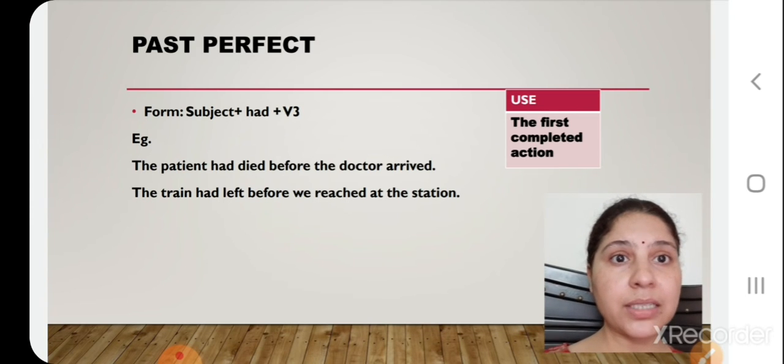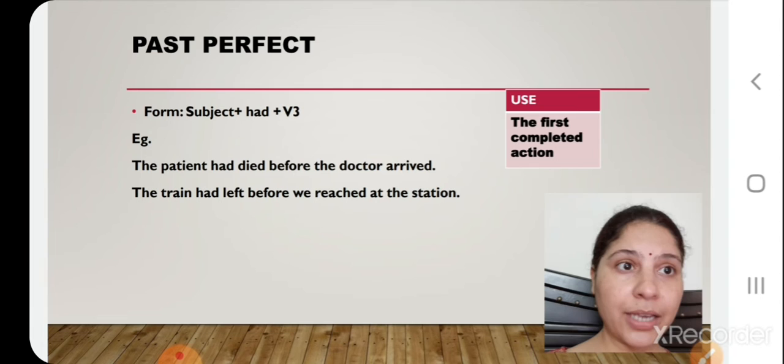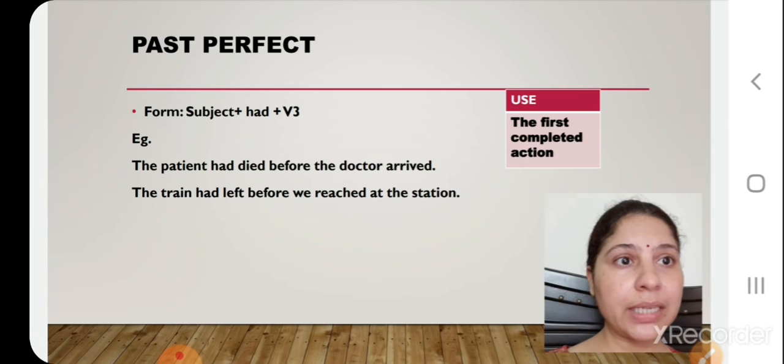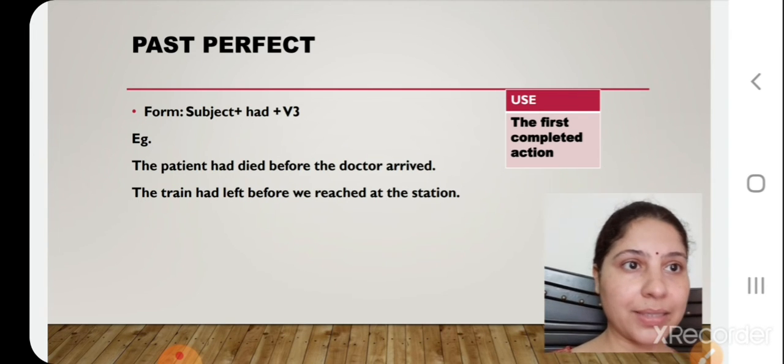Here in the past, two actions took place. One, dying of the patient. Two, arrival of the doctor. Which action happened first? The death of the patient. So, this will take up past perfect tense, and the action that happened later on in the past will take up simple past. So this is the rule, children. Always remember this. When two actions got completed in the past, the first completed action will take up past perfect tense. The second completed action will take up simple past.